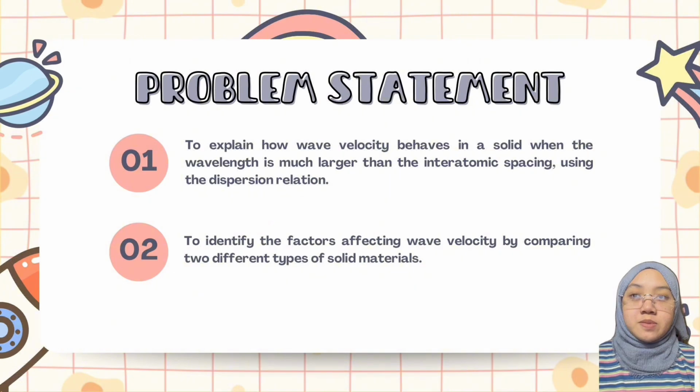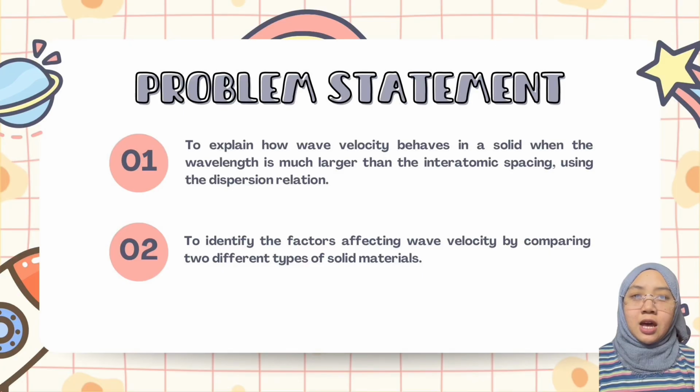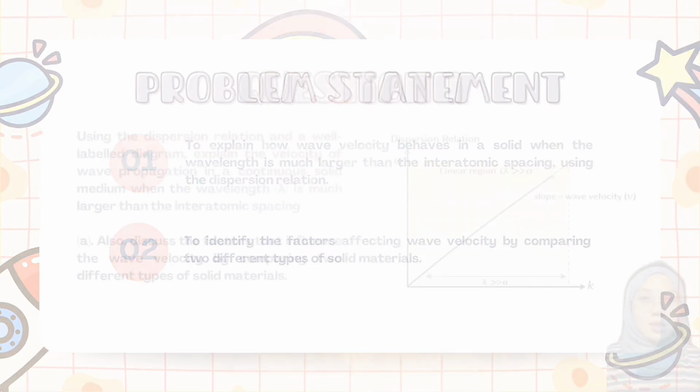This is the problem statement for this topic and equation. Firstly, to explain how wave velocity behaves in a solid when the wavelength is much larger than the interatomic spacing using the dispersion relation. Second, to identify the factors affecting wave velocity by comparing two different types of solid material.